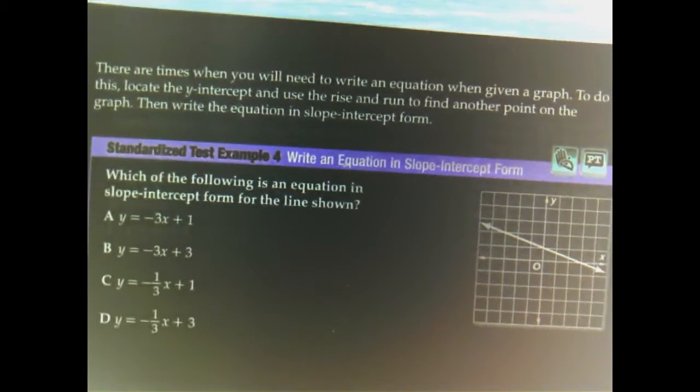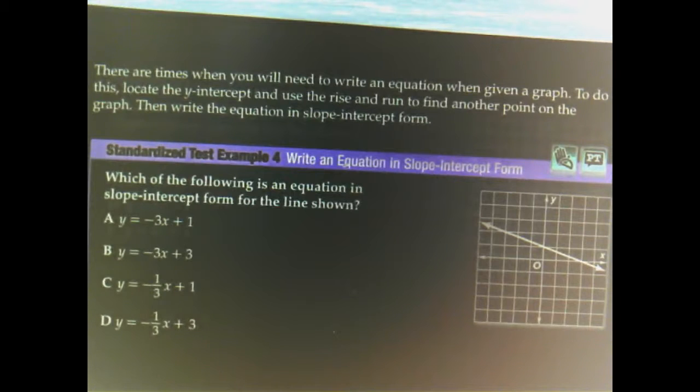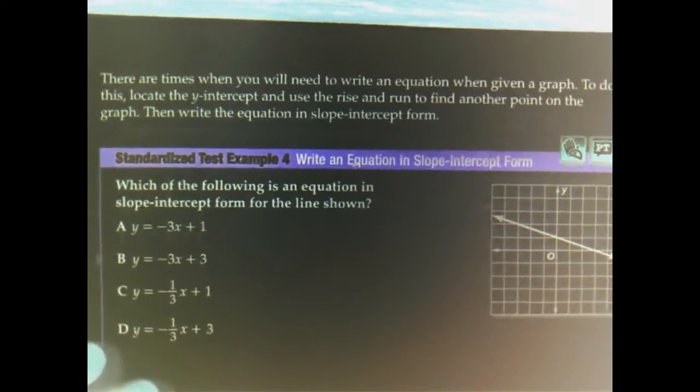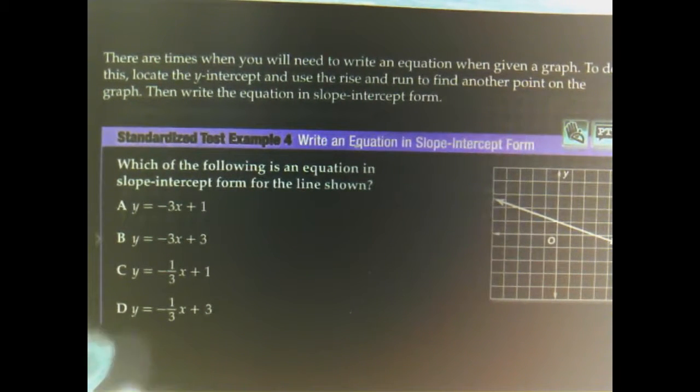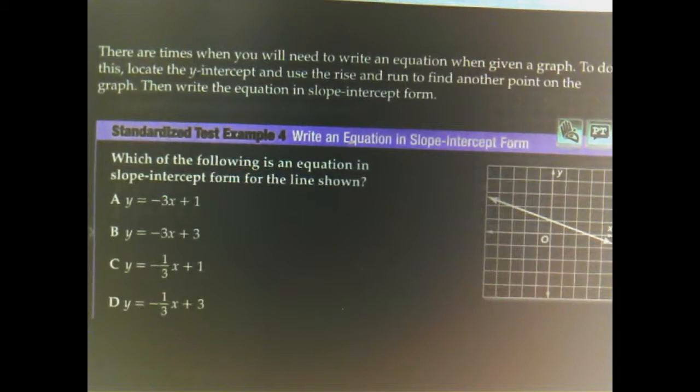Moving on to example number 4. There are times when you will need to write an equation when given a graph. To do this, locate the y-intercept and use the rise and run to find another point on the graph, then write the equation in slope-intercept form. The two pieces of information I need in order to write an equation in this form are the slope and the y-intercept. Those are the two things you need to find to make your equation.